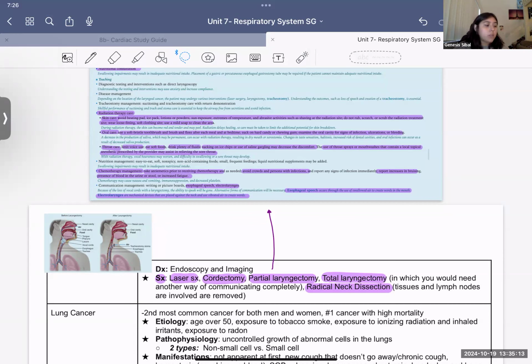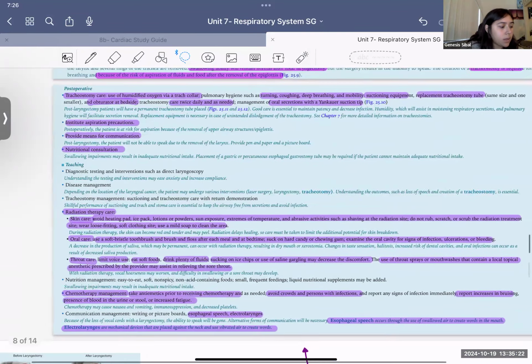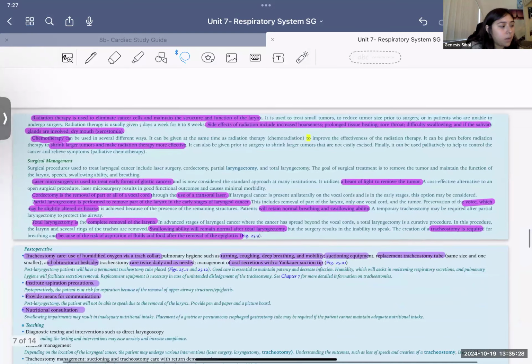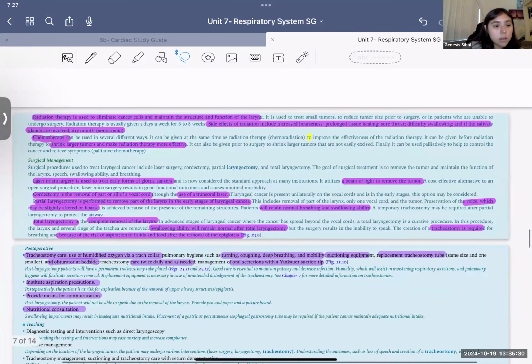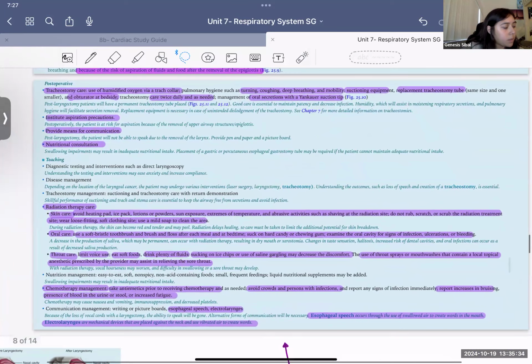And then a radical neck dissection, which is when you're taking off those tissues and lymph nodes specifically. I'll send this to you guys again, but just definitely read on it. I have stuff highlighted, so if you want to look at what I have highlighted, I'll try to give you guys a blank one as well. But that is radiation and therapy care. We're talking about skin care, oral care, throat care. I think with that, those are usually the ones that we have to know.